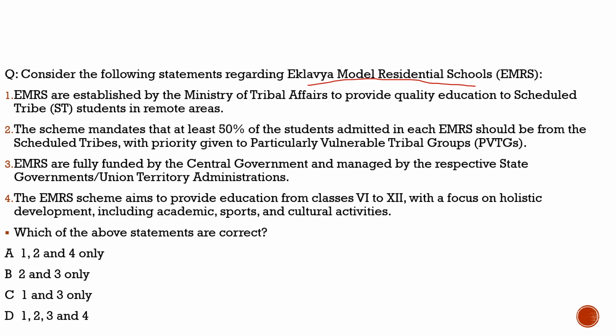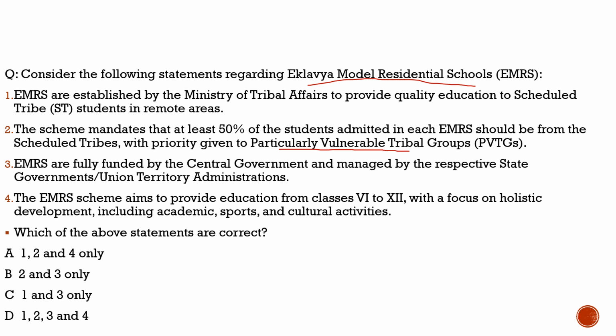So with respect to Eklavya model residential schools, the government introduced these schools for STs. And in these schools the limit for STs was set by the government at 50%. That 50% reservation should be for the ST students. And also within this 50%, 5% should be for the PVTGs. In this 50% reservation for the scheduled tribes, 5% should be for the particularly vulnerable tribal groups.